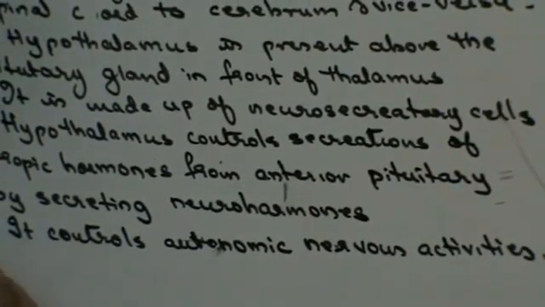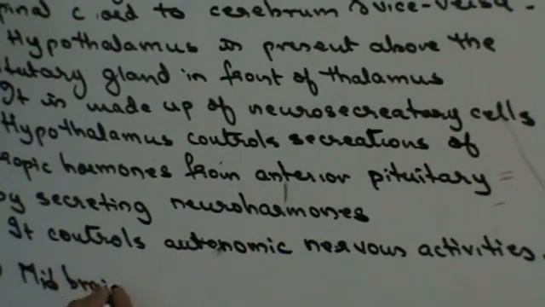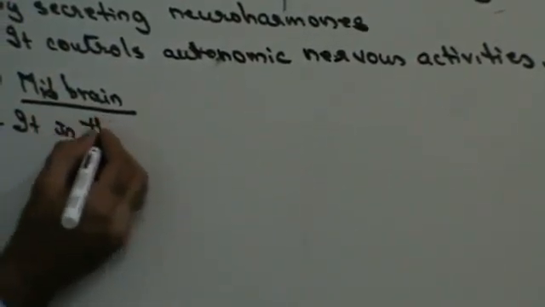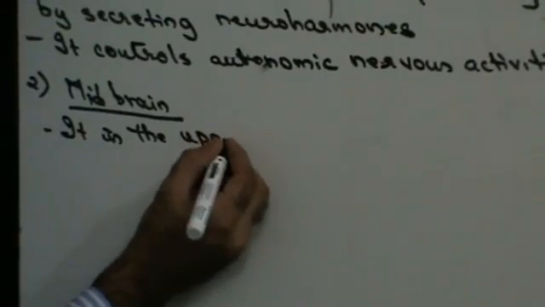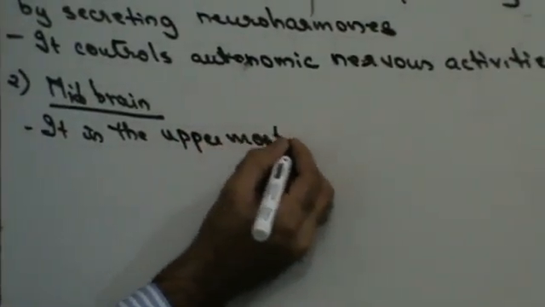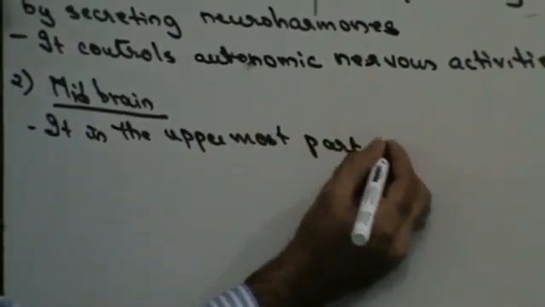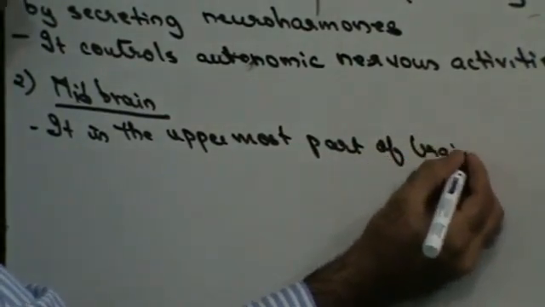Next, let's move on to the midbrain. The next part, I told you, was the midbrain. Now what is the midbrain? It is the uppermost part of the brain stem.